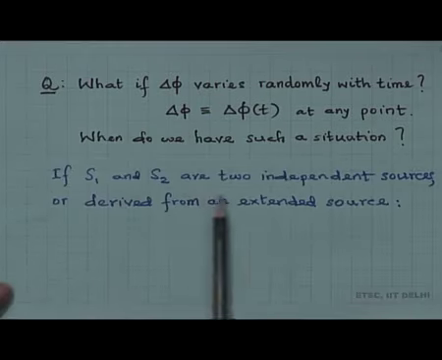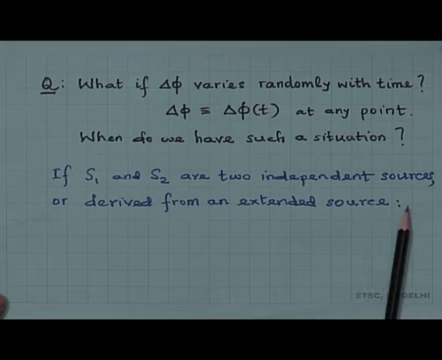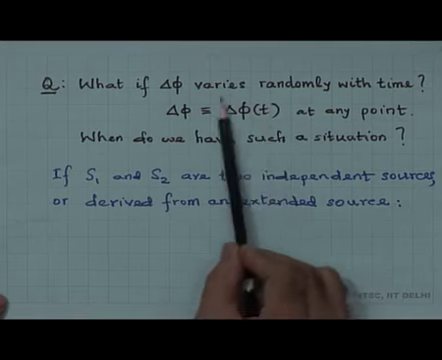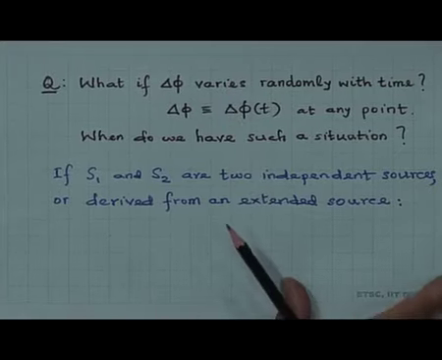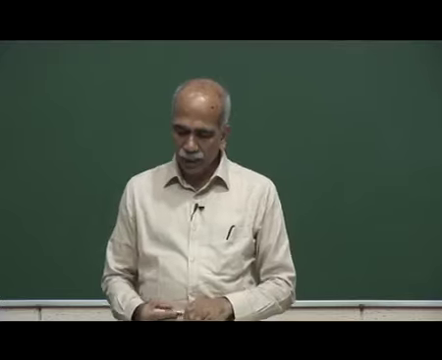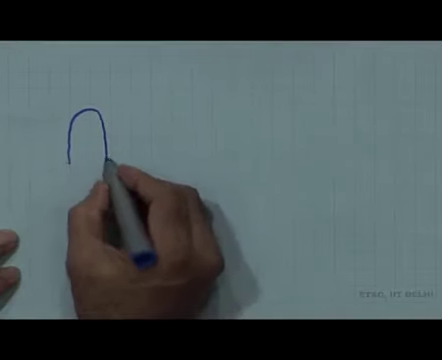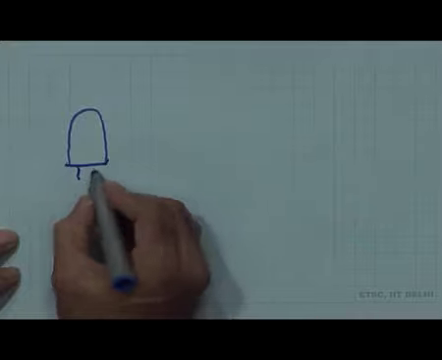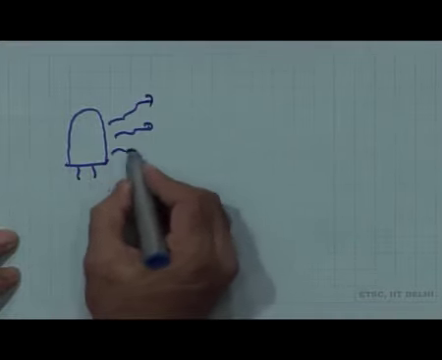If S1 and S2 are two independent sources, or derived from an extended source, then we will see that delta phi will be varying randomly with time. So, let me discuss this a little bit more. Let us look at light sources and waves coming out. If I have a light source, a bulb let us say, this is giving out light radiation.